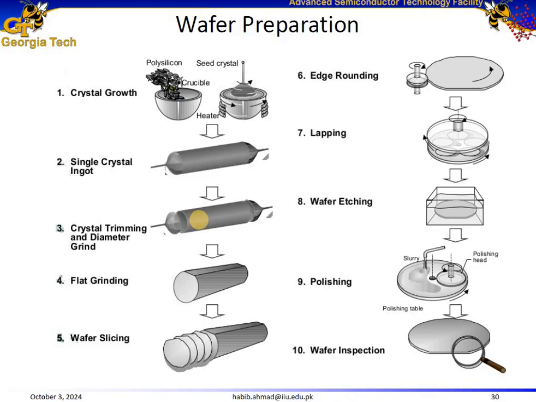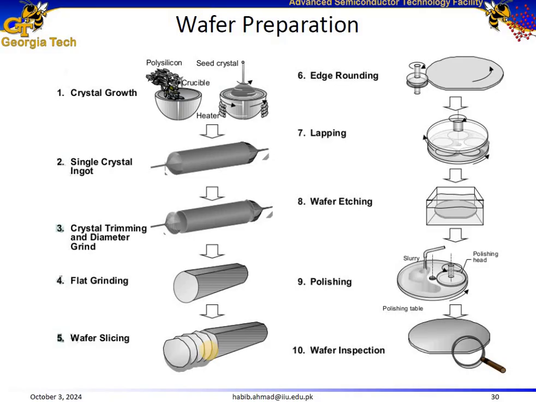And then the next step is flat grinding, as you can see over here. The surface of the ingot is ground flat to ensure smoothness and consistency across the ingot surface. And this provides a reference flat for orientation as well during the wafer processing, and it prepares the ingot for slicing into wafers.